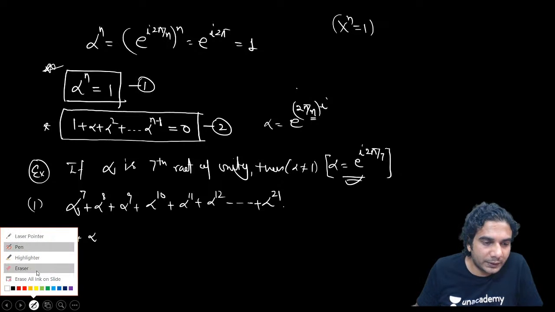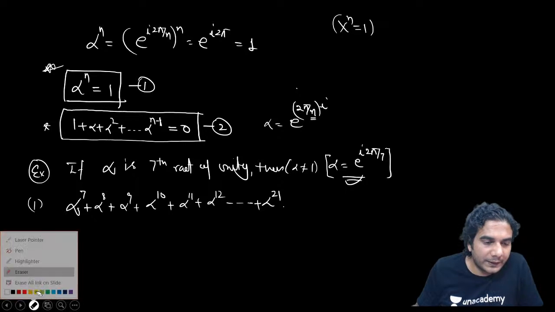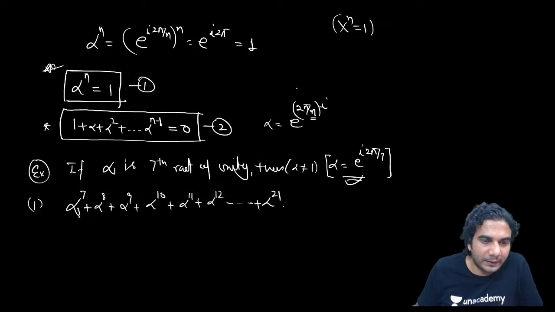So I'll tell you two methods, all right? So first you can find the sum of this GP. That is a better method. So 21 minus 7, all right, plus 1. So how many terms you have? So you have 15 terms, okay?